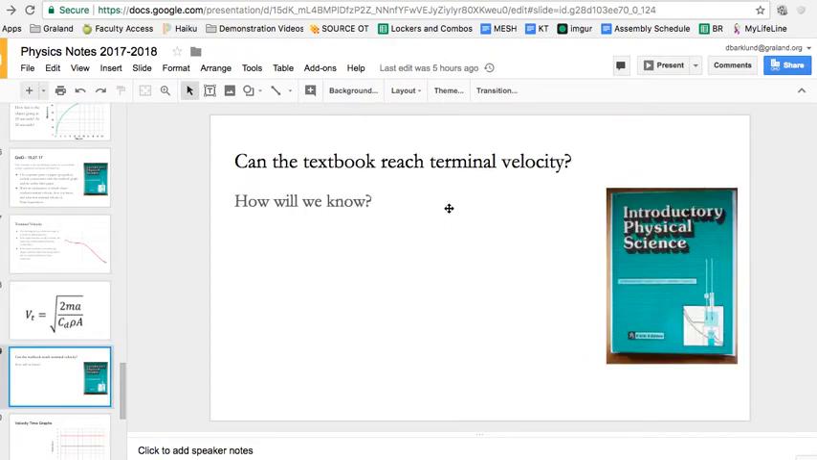And then we went and tried to find the terminal velocity of the textbook because, as you should have seen, the coffee filter did have a terminal velocity. It was about 1.2 meters per second, depending on your coffee filter. But the textbook kept on getting faster. We couldn't find it because we basically didn't drop it from high enough.